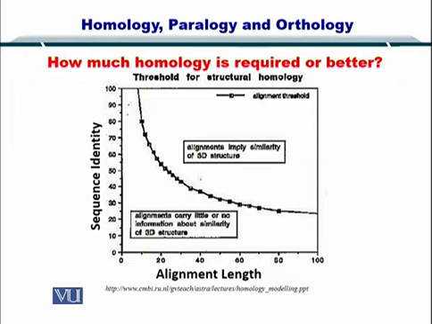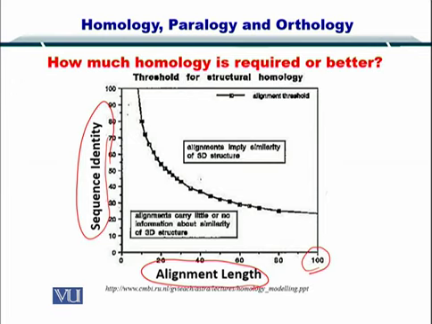Next, how much of homology is required or is better? So here two terms. One is sequence identity and the other is alignment length. So alignment length of 100 will mean that the two amino acid sequences are 100% aligned, and the score will obviously be very high. And 100% identity will mean that both the amino acid sequences have the exact same composition in terms of amino acids.